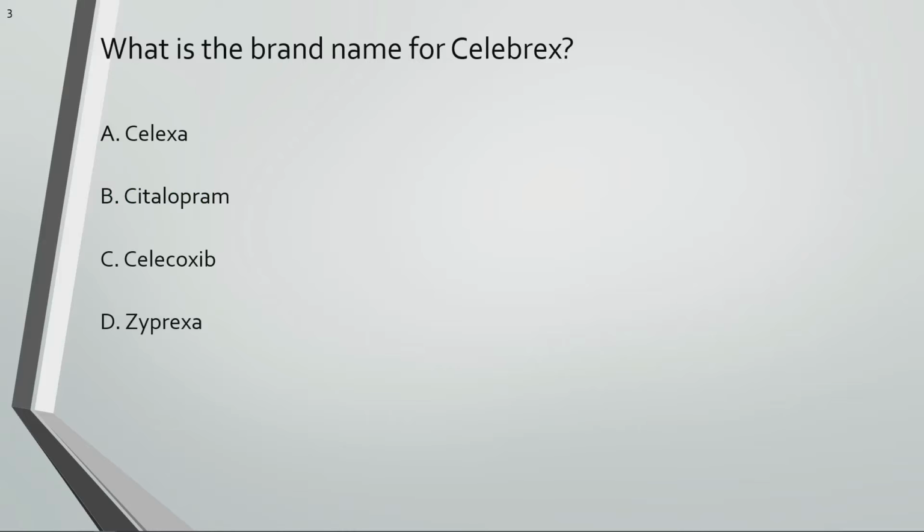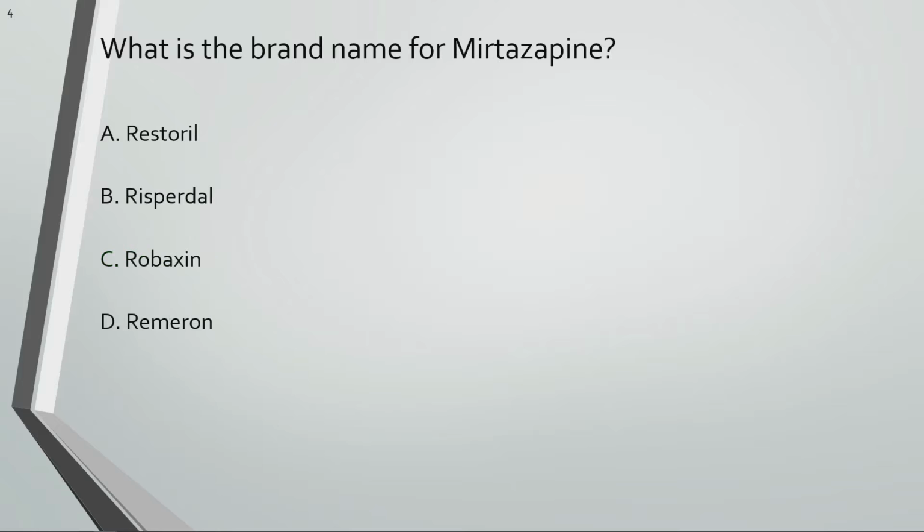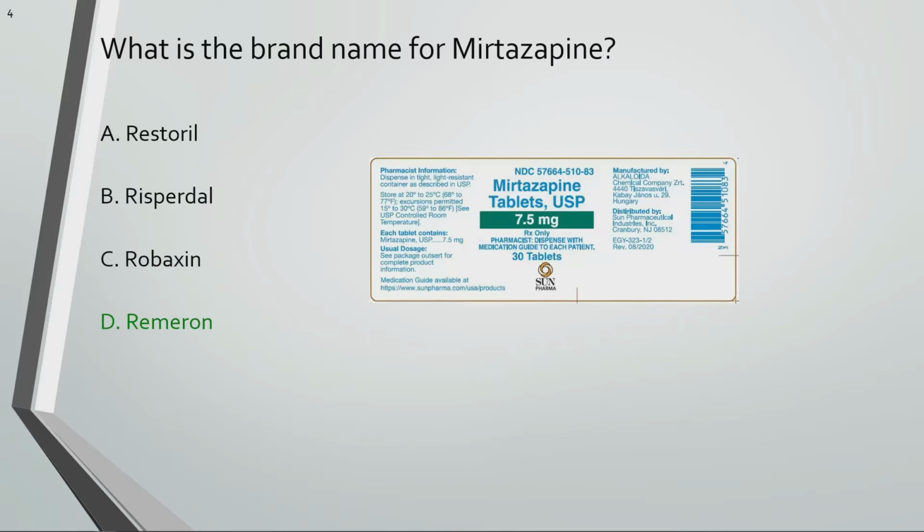What is the brand name for Celebrex? All of these choices are look-alike sound-alike names, so it's easy to get them confused. Celexa is the brand name for citalopram, celecoxib is the generic name for Celebrex, and Zyprexa is the brand name for olanzapine. What is the brand name for mirtazapine? Remeron is the brand name for mirtazapine.